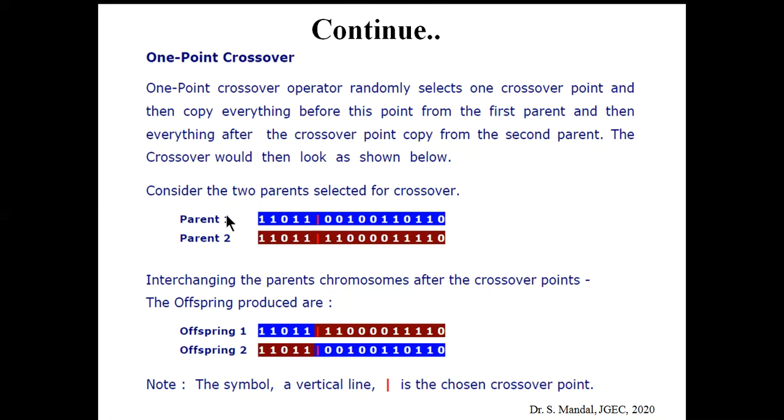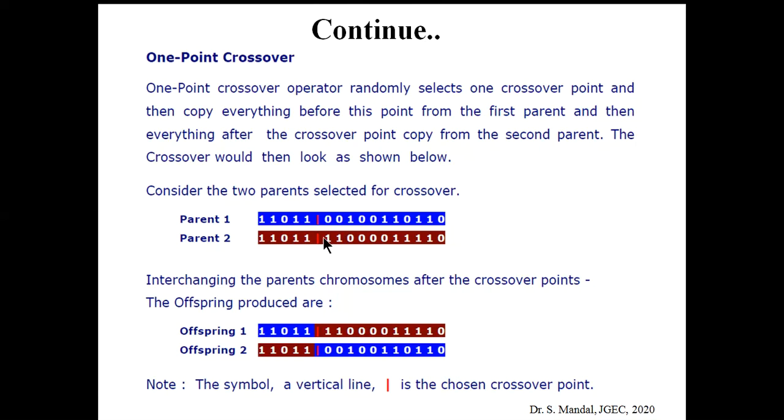So what will happen: everything after the crossover point from the parents will be shifted here, and everything after, that means after that, these will be shifted.